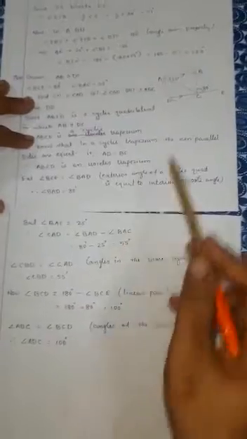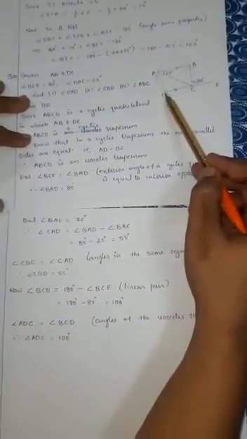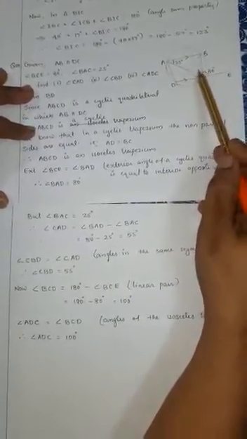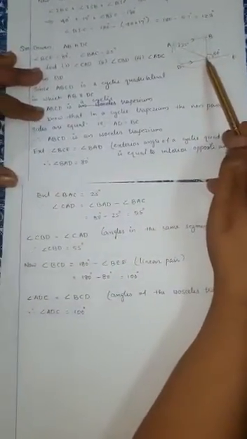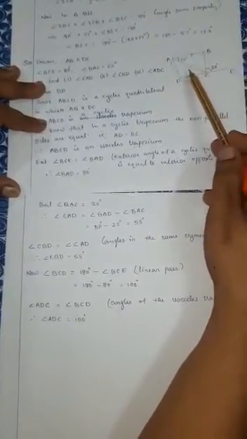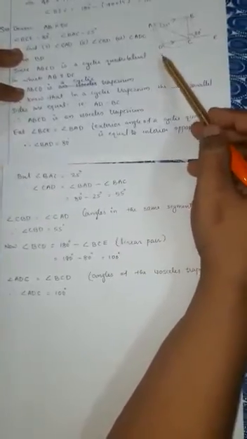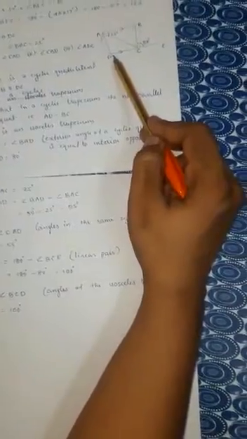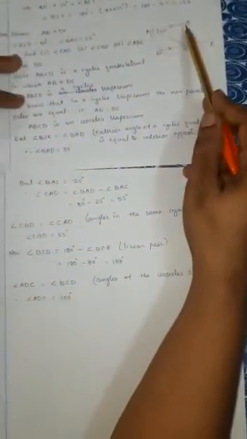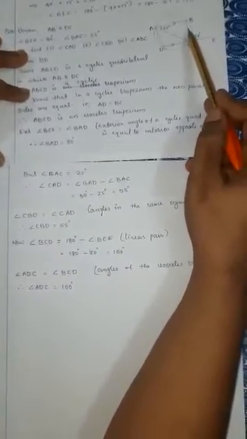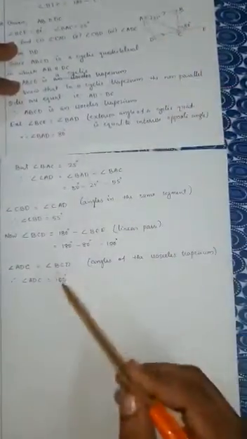Angle CBD is equal to angle CAD, angles in the same segment. Therefore, angle CBD is equal to 55 degree. Now, angle BCD equal to 180 degree minus angle BCE, linear pair. That is equal to 180 degree minus 80 degree equal to 100 degree.